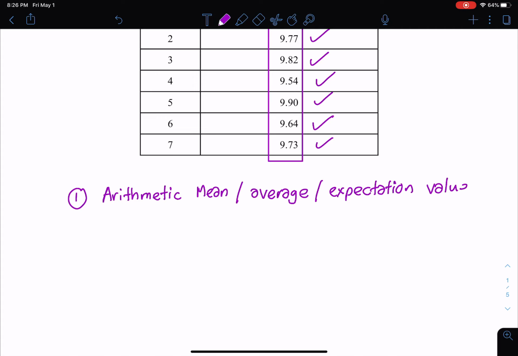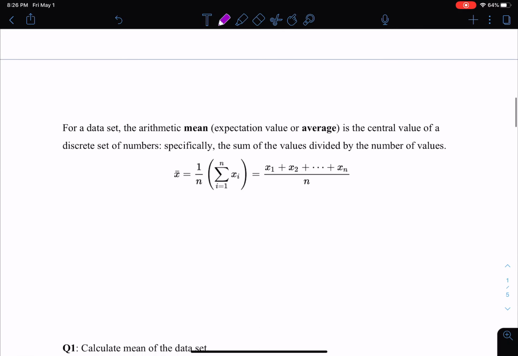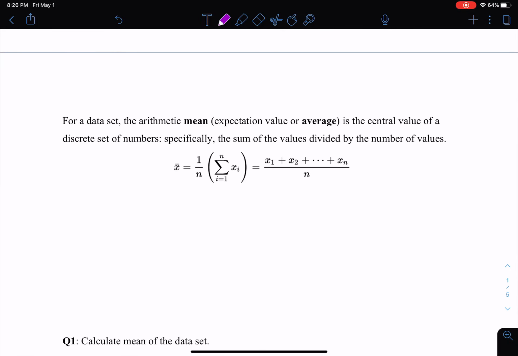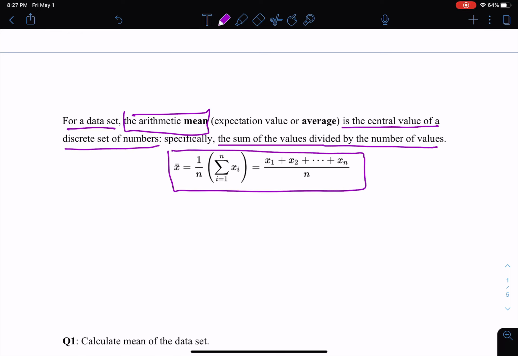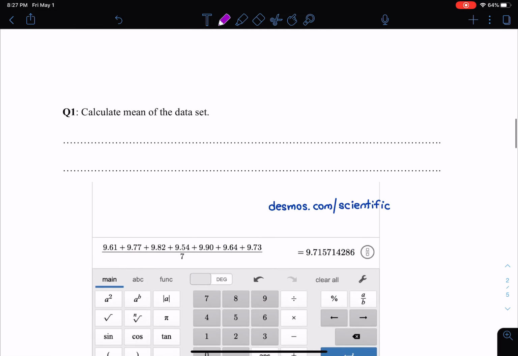Let's have a look at what is the meaning of arithmetic mean. For a data set, the arithmetic mean is the central value of a discrete set of numbers. Basically, the sum of the values divided by the number of values. This is the formula for how to calculate arithmetic mean. Okay, let's calculate arithmetic mean for our dataset.